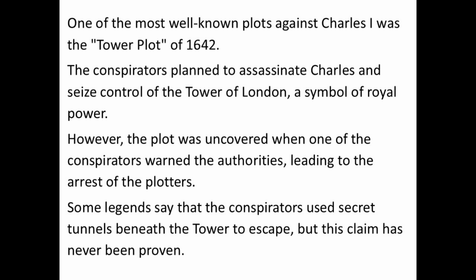One of the most well-known plots against Charles I was the Tower Plot of 1642. The conspirators planned to assassinate Charles and seize control of the Tower of London, a symbol of royal power. However, the plot was uncovered when one of the conspirators warned the authorities, leading to the arrest of the plotters. Some legends say that the conspirators used secret tunnels beneath the tower to escape, but this claim has never been proven.